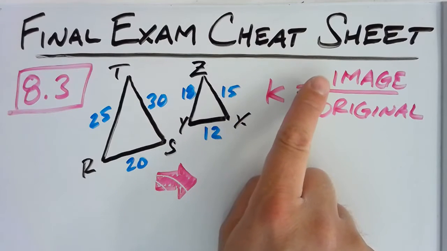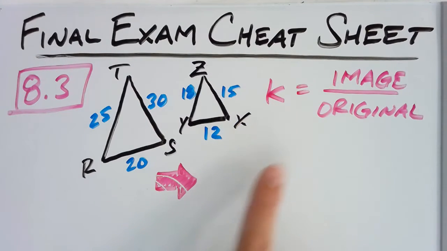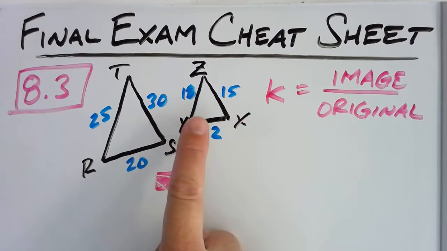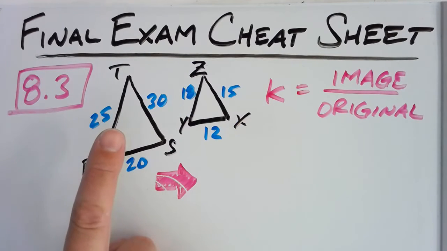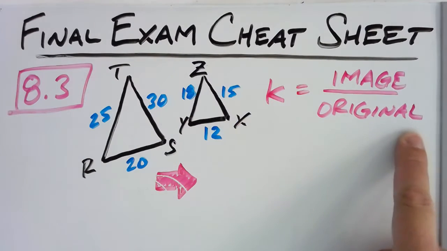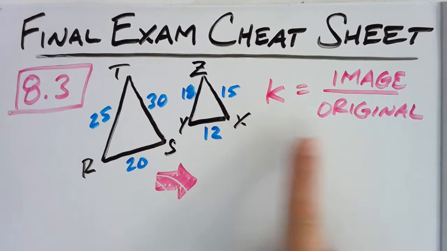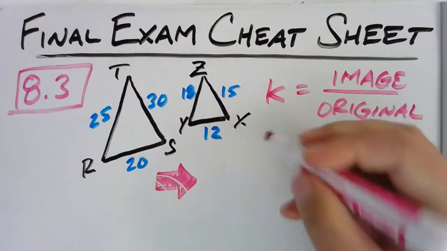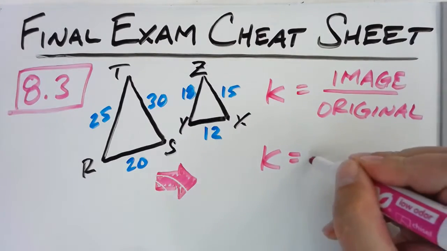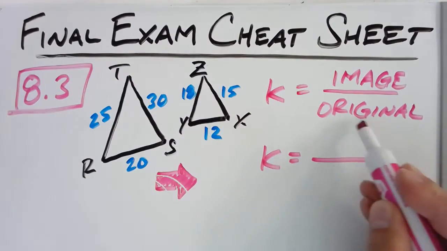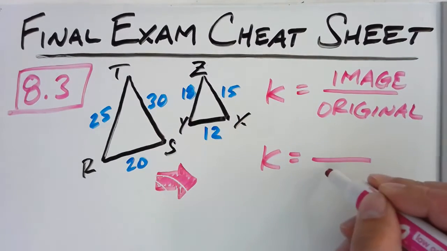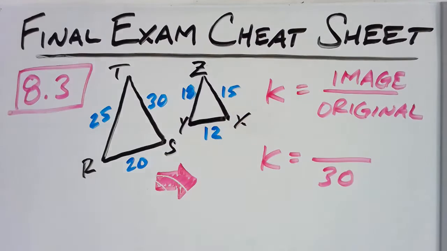I need to figure out what's the image versus what's the original. And that's where this direction decides that. The fact that I'm starting here and moving this direction, I'm starting here, that makes this the original. So the 30 is going to be the denominator in this k value. So k here is going to equal, again, a fraction. My original length has to be in this triangle. So when I pick the 30, that 30 is going to be down there.